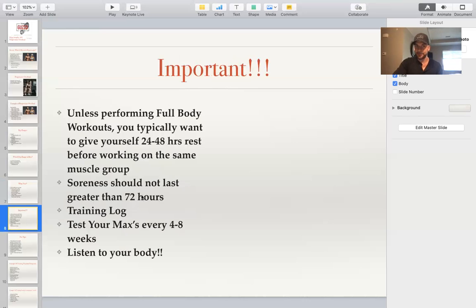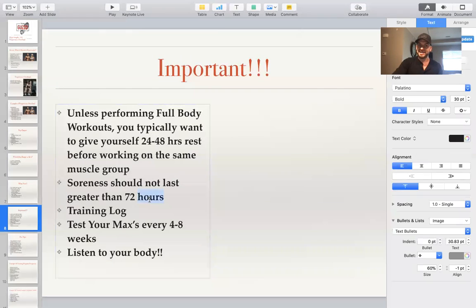The next thing here, and this is very important, unless you're performing full body workouts, you typically want to give yourself 24 to 48 hours rest before working on the same muscle group, right? So you don't want to do chest every single day. That leads to a lot of possible injury, extreme soreness, and your body will not be able to handle that and recover and build muscle. So typically, any soreness that lasts longer than 72 hours is not good, all right? You're bound to be sore, especially when you first start off, and that should only last for about 48 hours or so.